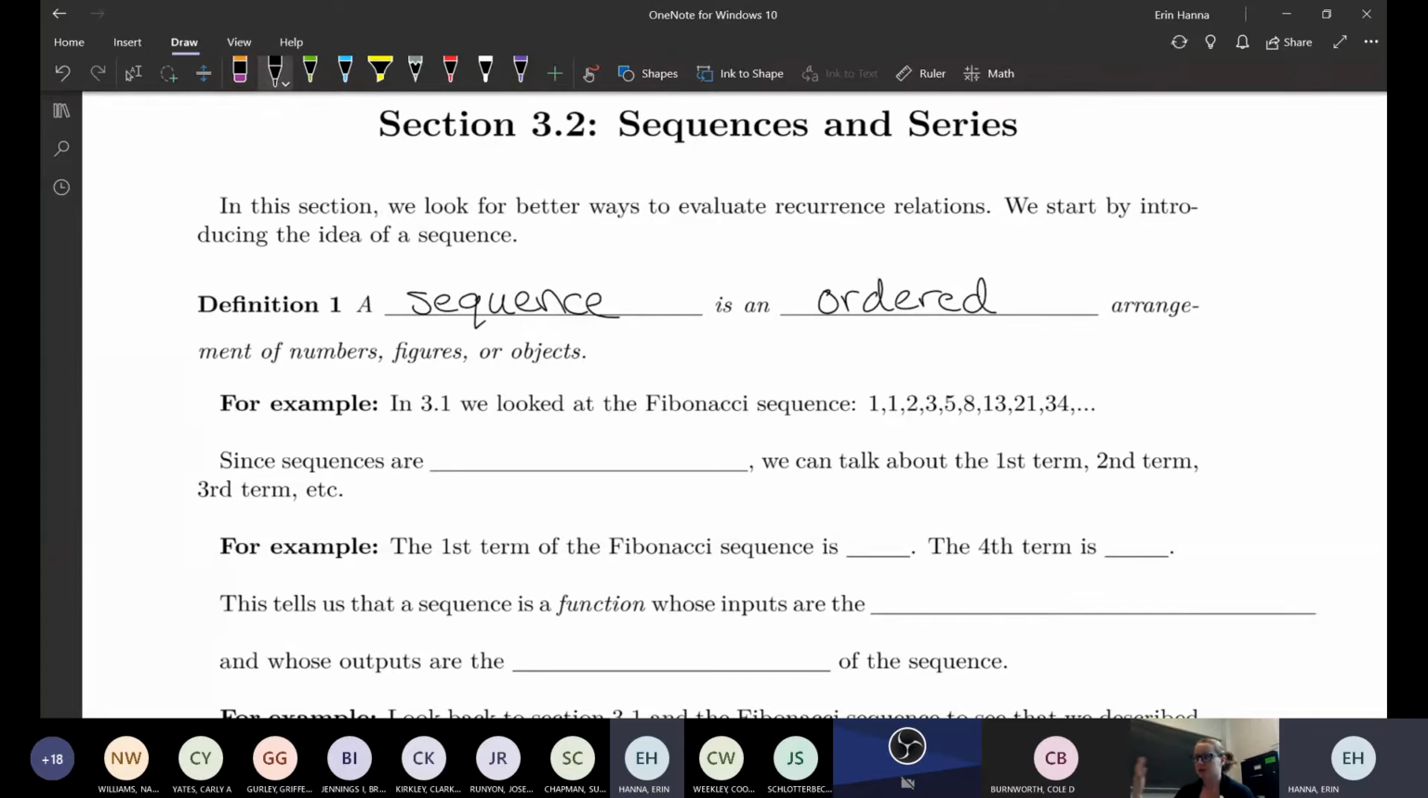In 3.1, we looked at the Fibonacci sequence. That would be a sequence. You can't really move those numbers around. They have to be in that order. Since sequences are ordered, we can talk about the first term, the second term, and so on, because you can't move them around; they have to stay in their set position.